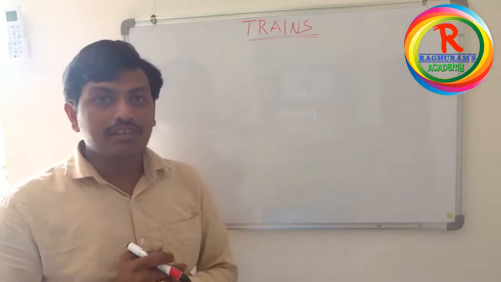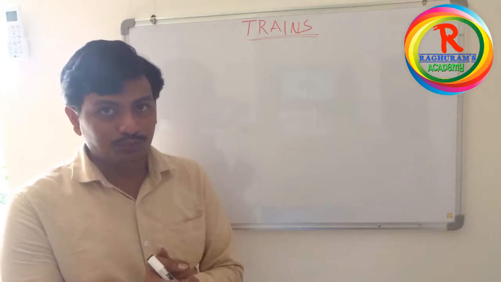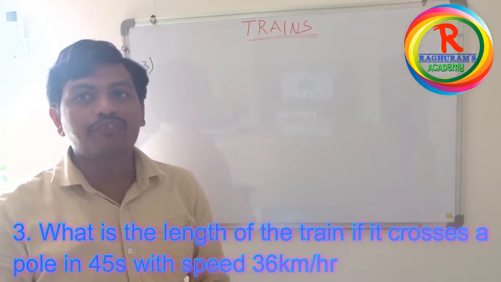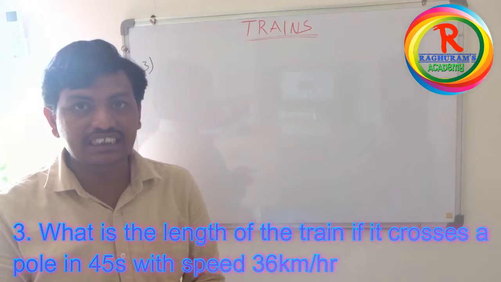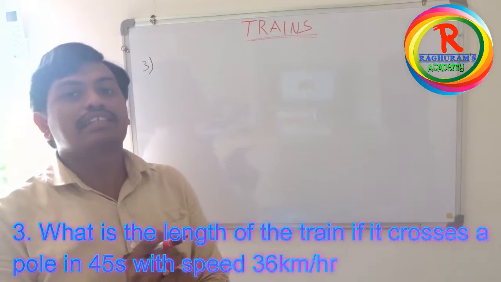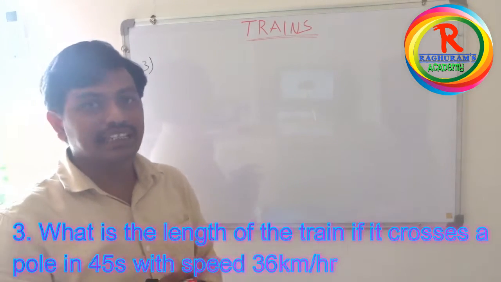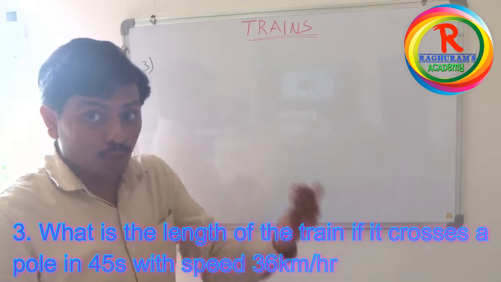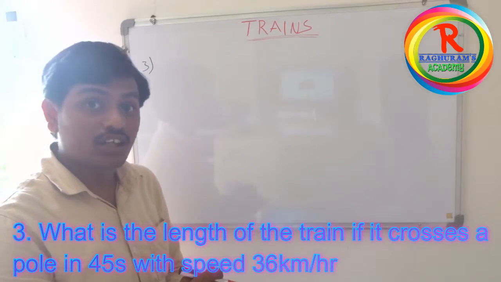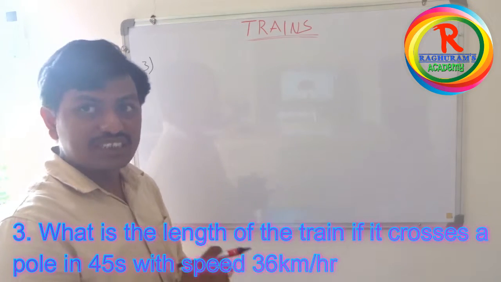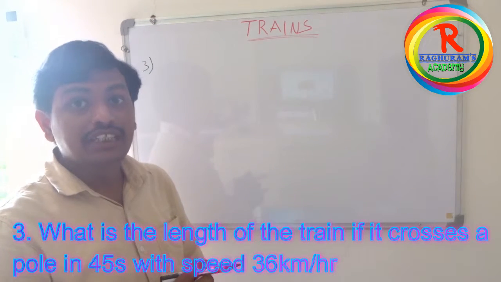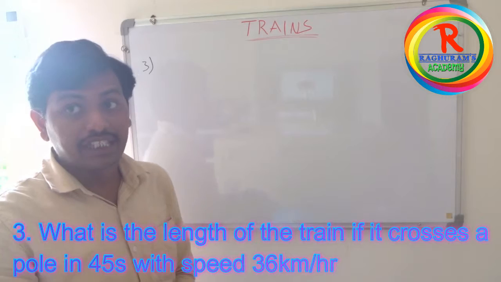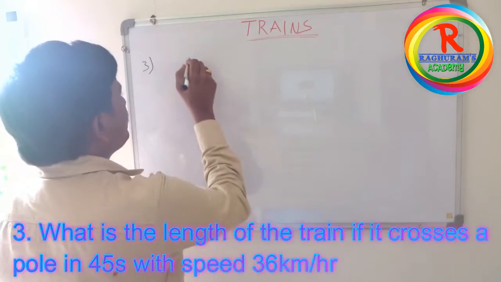Let us see the first problem in part 2. What's the length of the train if it crosses a pole in 45 seconds with the speed 36 kilometers per hour? Here in this case, this is also the first type of problem, that is crossing a pole or a man or an object, any object. What is the length of the train? It's not given. We need to find it, and time is given, 45 seconds.